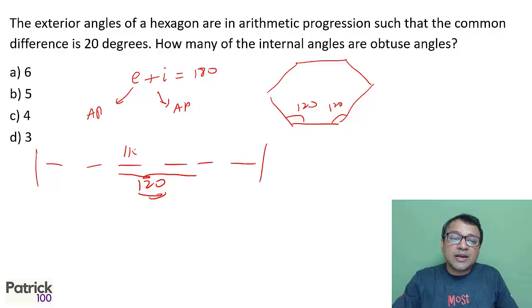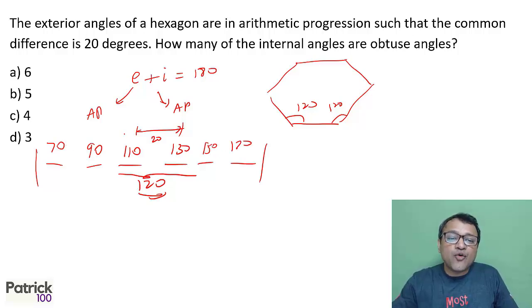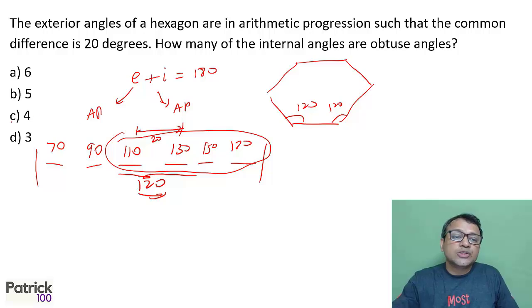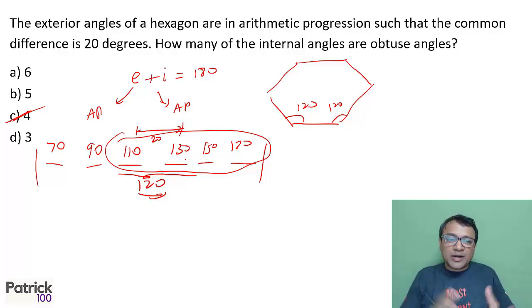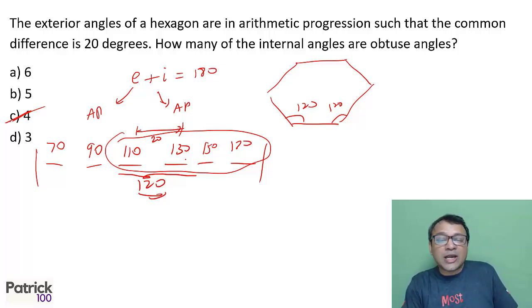Which means this will be 110, this will be 130, difference of 20. So this will be 90, difference of 20, and 70. Then 150, 170. You can make out that 4 angles are obtuse. So C option: 4 of the interior angles are obtuse. A lot of sums can be just drawn and the answer got. If you understand the concept, it is easier to get the answer that way. You need a little practice, but yes, it's easier than forming equations and trying to get the answer.